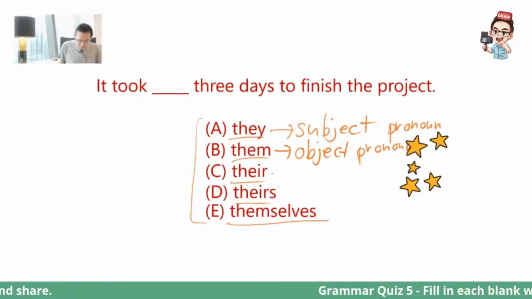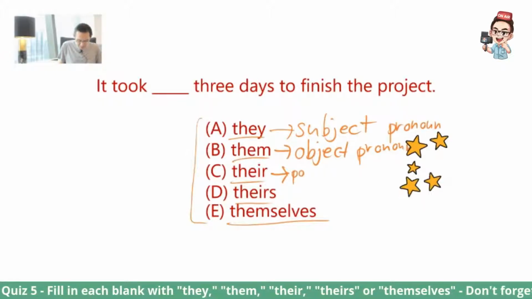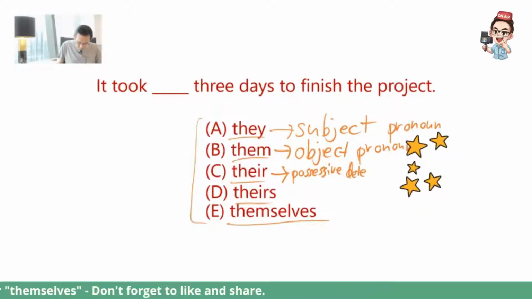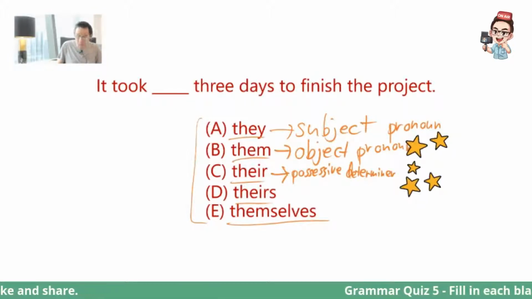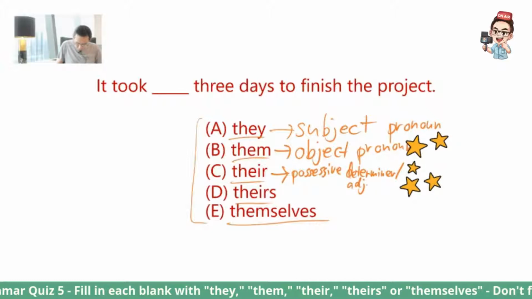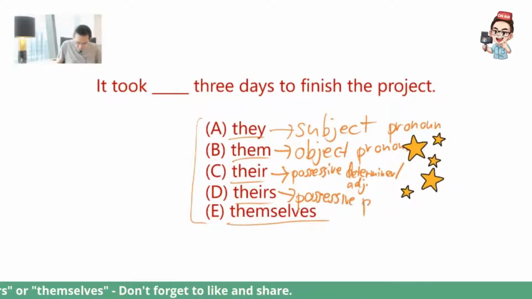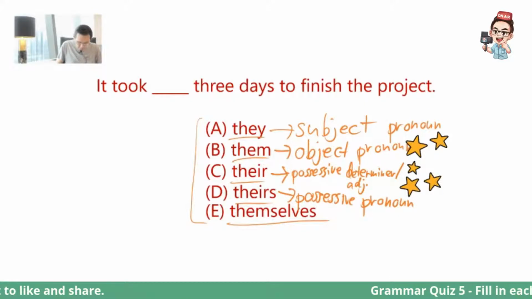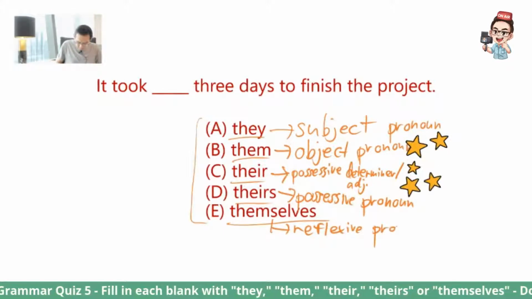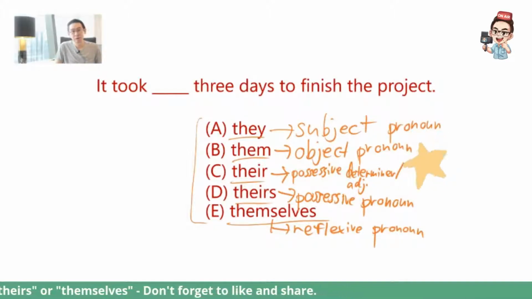Okay. And well, their. Their here is actually not a pronoun. It's a possessive determiner. Or sometimes it is called a possessive adjective, all right? And theirs is a possessive pronoun. And finally, we have themselves, which is a reflexive pronoun. Okay, so we have 5 choices here, and I'll explain each one before we begin, all right?